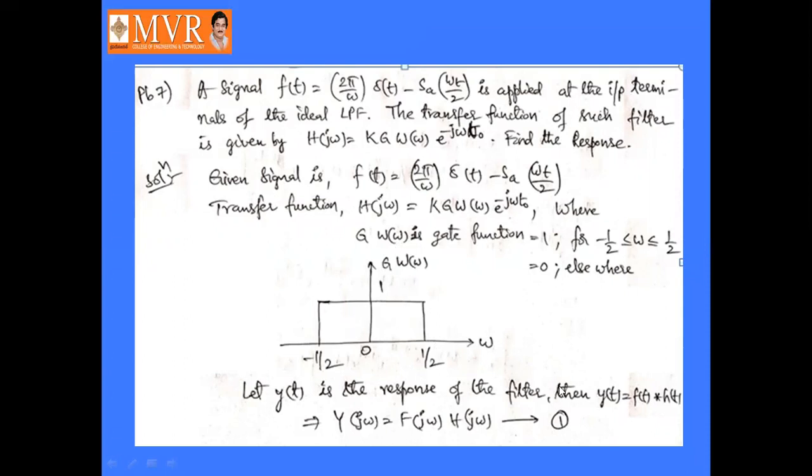Let y of t be the response of the filter. Then y of t becomes the input f of t convolved with the impulse response h of t, right? This is in time domain: y of t equal to f of t convolution with h of t. The convolution in time domain becomes simple multiplication in frequency domain. In frequency response, it is represented like this: Y of j omega is equal to F of j omega into H of j omega.